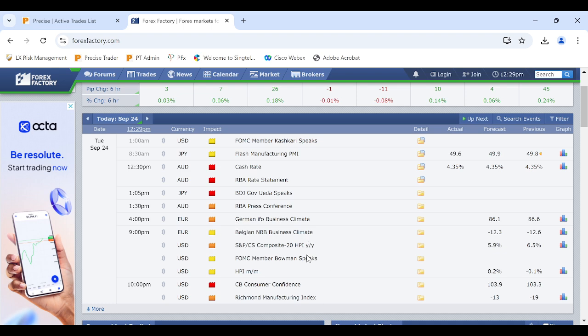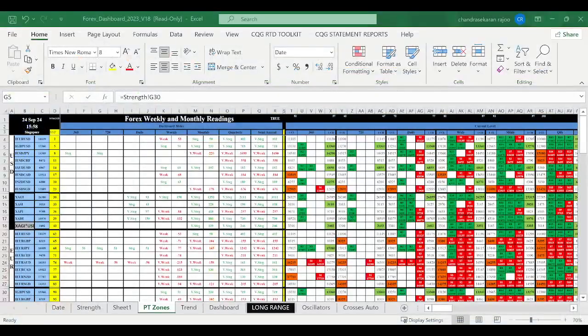The key data going to be out tonight: I think the RBA rate announcement has already been out and is unchanged. Tonight in the US, at about 22 hours, we have CB consumer confidence and the Richmond manufacturing index. These are the two data releases. Now let's go back to the signals and see how we can put in the trades.